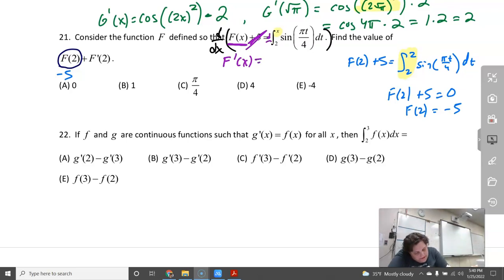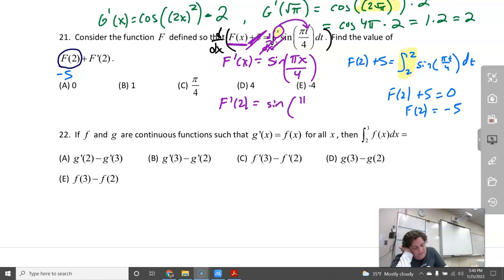And then what's the derivative of an integral? Well, the derivative of an integral cancels each other out. That goes in here. So it equals sine of pi x over 4. All right? So I used the second fundamental theorem. And then I went, okay, I want to find f prime of 2. F prime of 2 then should be sine of pi times 2 over 4. That can simplify and just give me pi over 2.